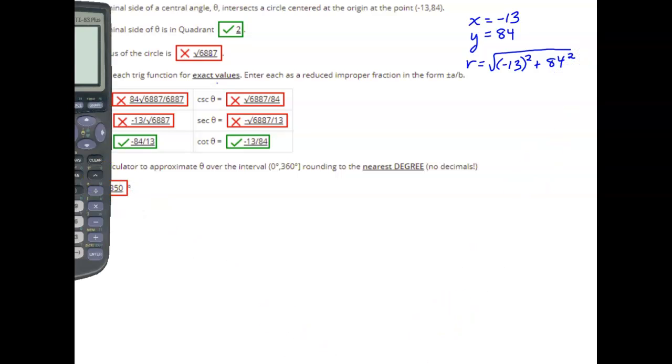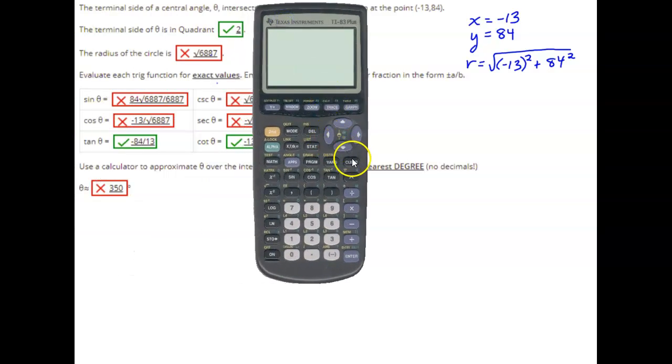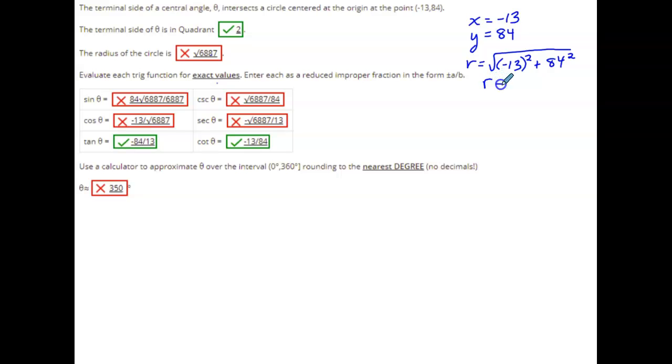So in our calculator, we've got (-13) squared plus 84 squared, which is 7,225. And when we take the square root of 7,225, that turns out to be a perfect square, 85. So the radius of this circle is 85.